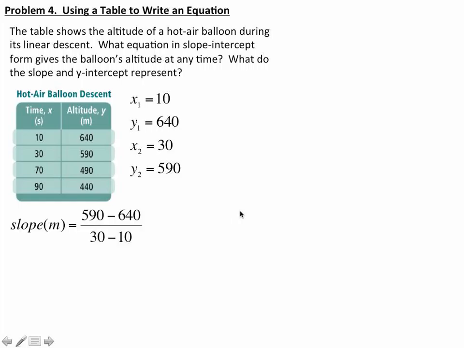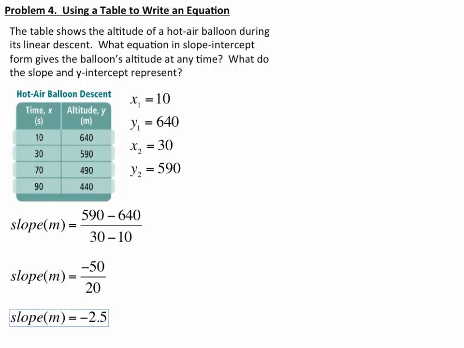If I'm looking for the slope, I just subtract my y's, subtract my x's. All right. And I would have negative 50 over 20, which would be negative 2.5. Normally, I tell you not to turn it into a decimal, but in a practical example kind of problem like this, it probably makes more sense to talk in terms of a decimal than a fraction.